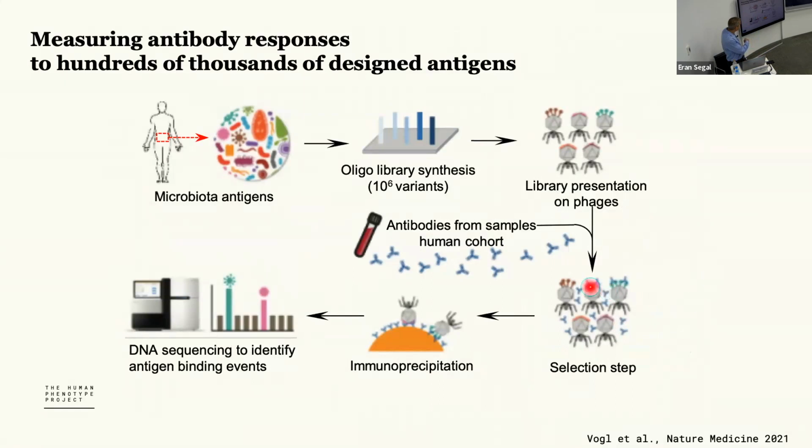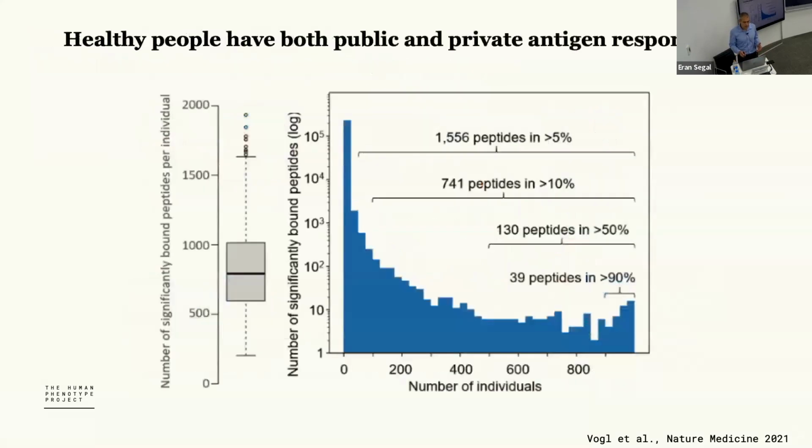But basically, after synthesizing hundreds of thousands of antigens, we can take antibodies from the blood, from the serum of a person, and at the end, with next generation sequencing, we can say what are all the antigens recognized by one's antibodies. And when we do that, we find that people, on average, recognize about 1,000 different antigens. So their antibodies recognize 1,000 of these different antigens that we design.